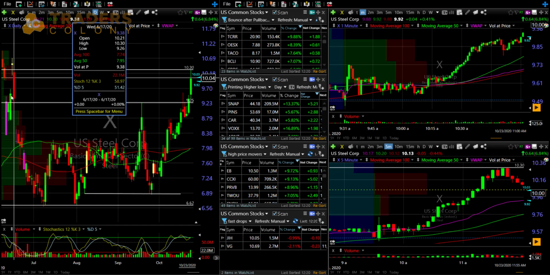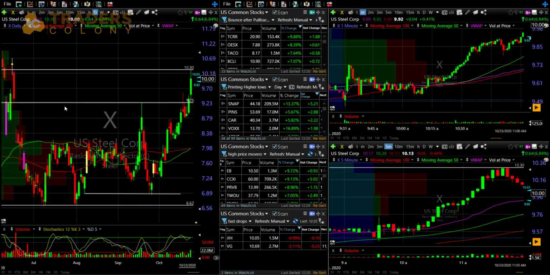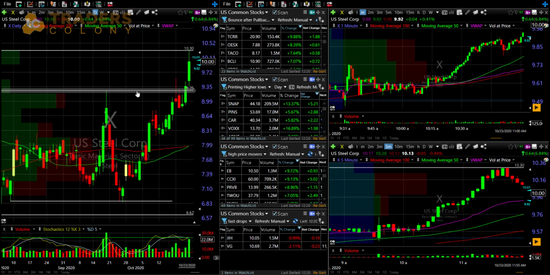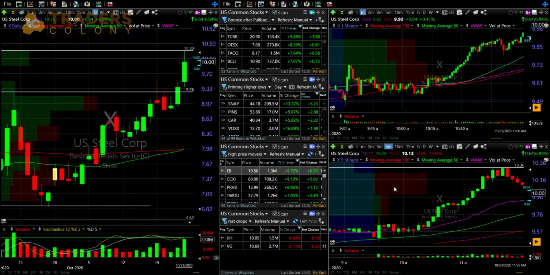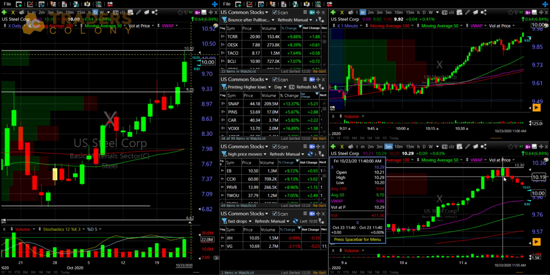The prior candle, red candle right here with a nice range. Low of that one candle, 9.25, 10.30 high. We got a pullback with a high today, exactly by the penny right here on the 5-minute time frame. You can see $10.29 and 10.30 right there, printed by the penny.